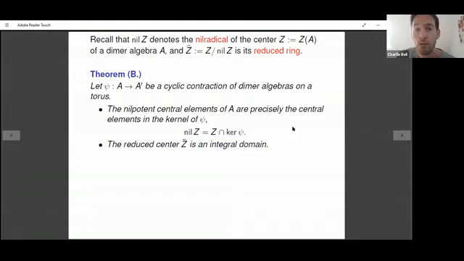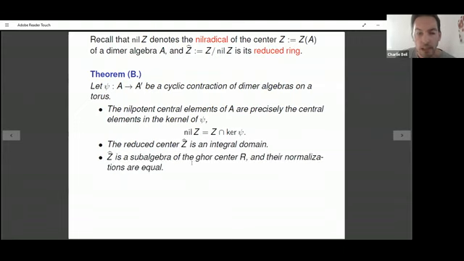So we saw that the reduced center is an integral domain. And this was the thing: I had said Z hat and R are equal, but you really need them to be normal. Z hat is a subalgebra of the core algebra center R, and their normalizations are equal. And so if these rings are normal, then this is fine. We have equality between the reduced ring and R.